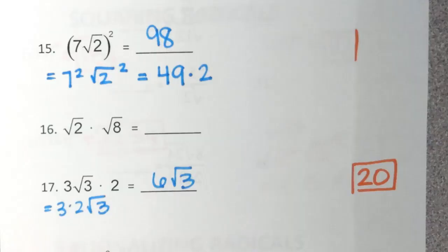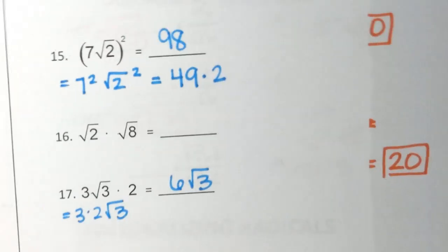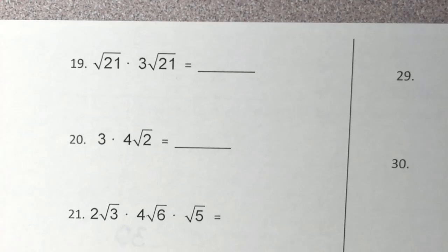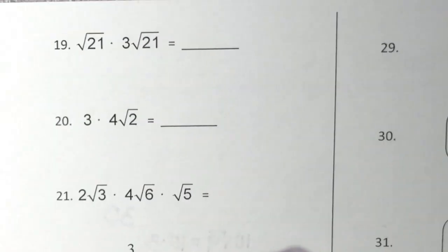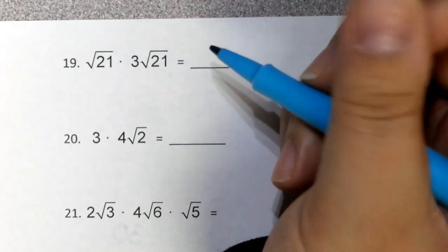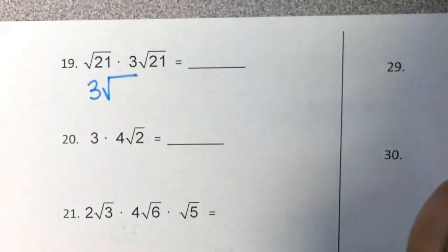Number 19, I want to go over with everyone real quick. So can y'all please turn over to 19? Because it's actually a lot easier than it looks. It looks kind of crazy. Look up. 19, do you agree we multiply the outside, multiply the inside? 21 times 21 is like 441. Okay? It's actually not helpful.